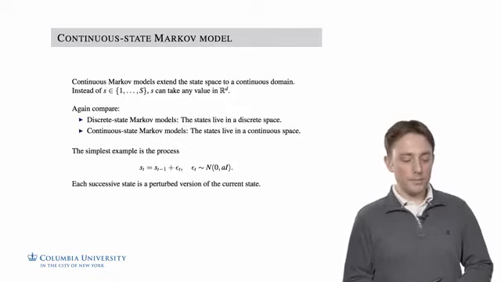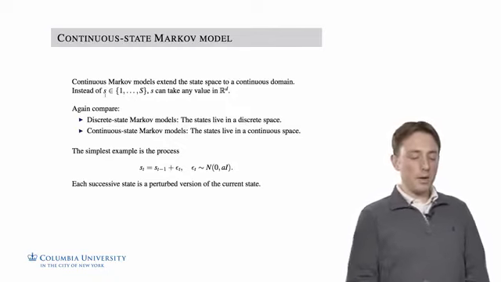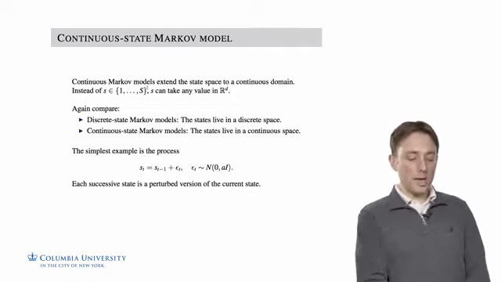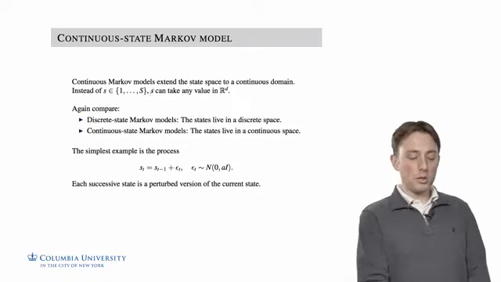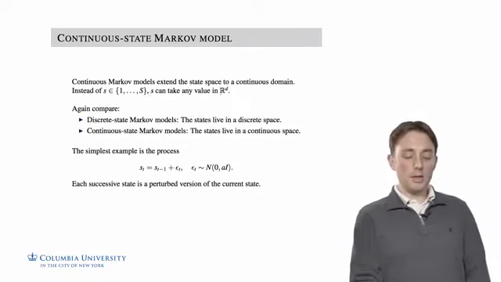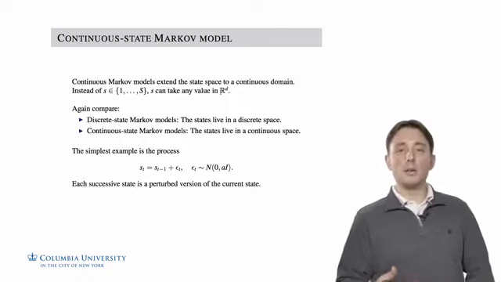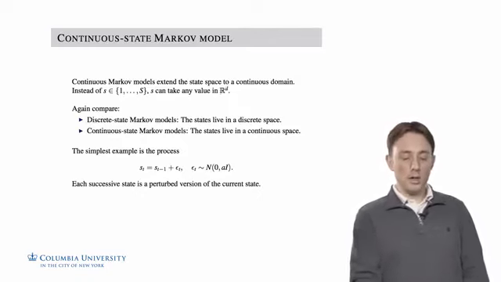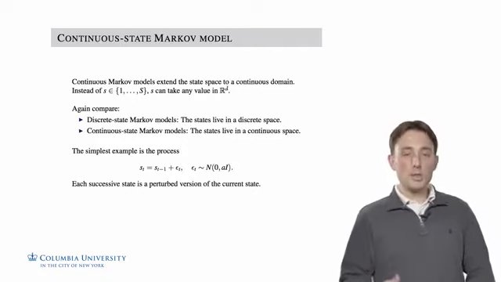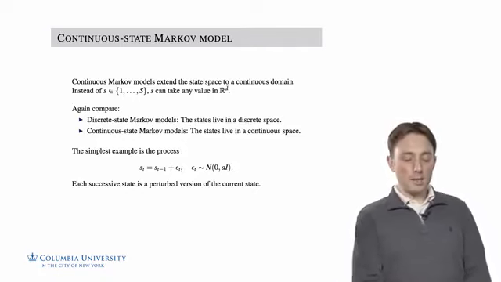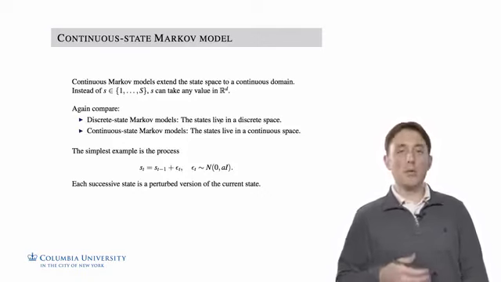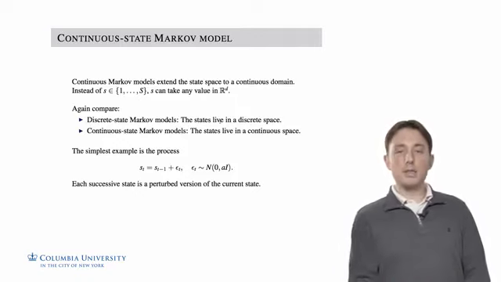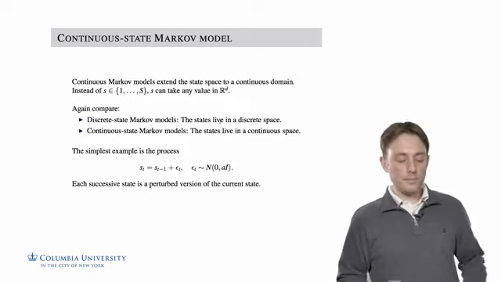this modification? So in this case, rather than allowing the number of states to be discrete and therefore have a mapping to an index from 1 to s, we're going to now modify the continuous state Markov model so that the state s is a vector in R^d. And so the state now can take any value in R^d. So again, let's compare the discrete state Markov model. In that case, the states lived in a discrete space. We could give them a label from 1 to s if there were s states. Now with the continuous state Markov model, the states live in a continuous space.